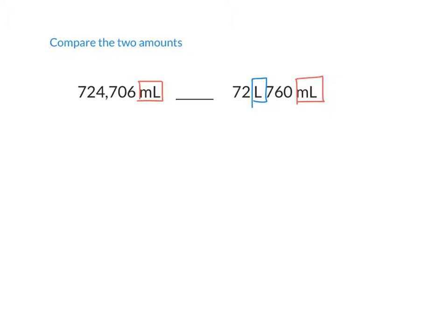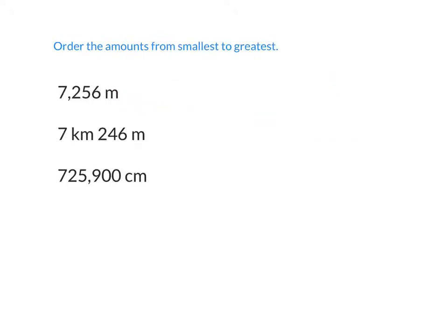We know that 72 liters is the same as 72,000 milliliters. So that amount is the same as 72,760 milliliters. Yes? So now we have to compare. Which one is 724,706 greater than, equal to, or less than 72,760? Everyone? Greater than. And then this becomes like what we were doing in Module 1 when we were comparing two numbers. Yes? It tells us to order the amounts from smallest to greatest.